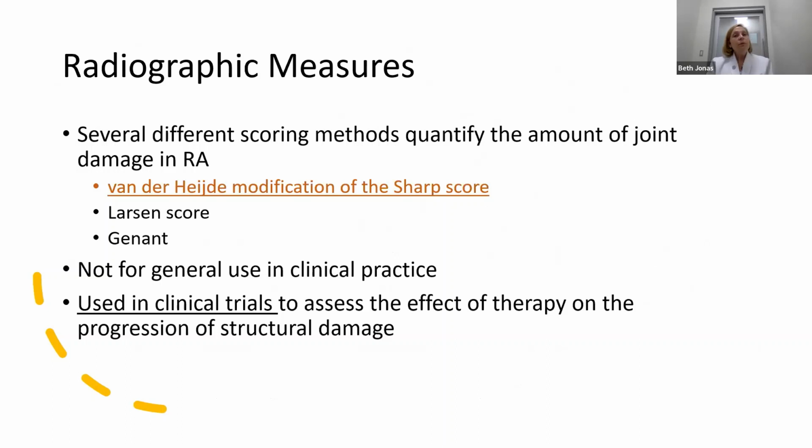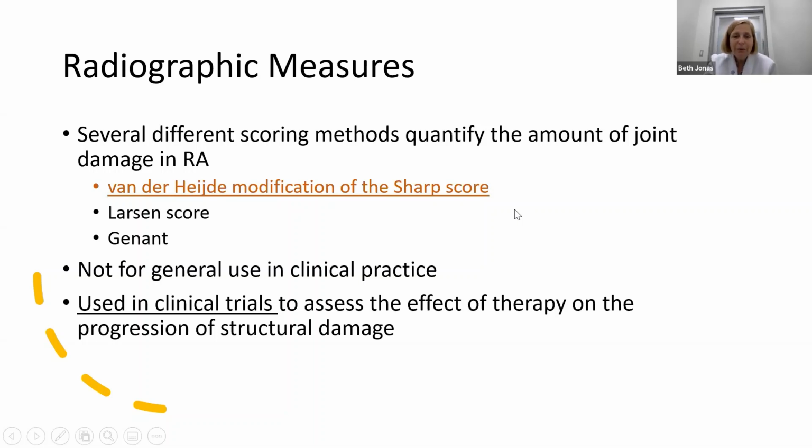So there are lots of radiographic measures that you're going to come across. I just want to mention one because you're going to read about it in the literature as you're reviewing your clinical trials, and that is the van der Heijde modification of the Sharp score. This is the scoring that's mostly used in RA clinical trials. There are other scores in the older literature, the Larsen score and the Genant score. But when you're reading most of the literature in rheumatoid arthritis, you're going to be looking at the van der Heijde modification of the Sharp score.